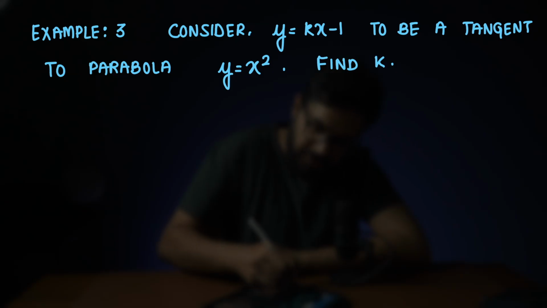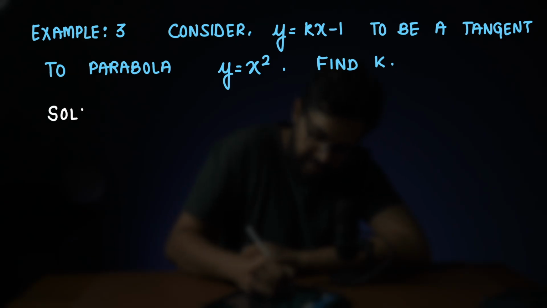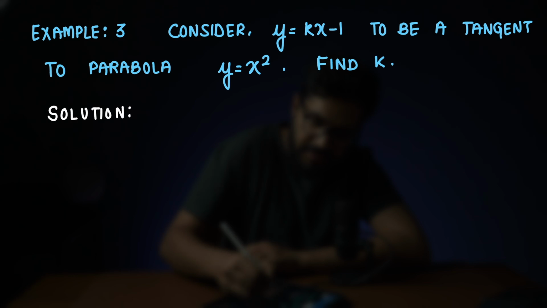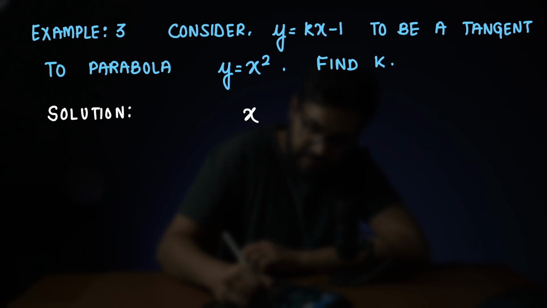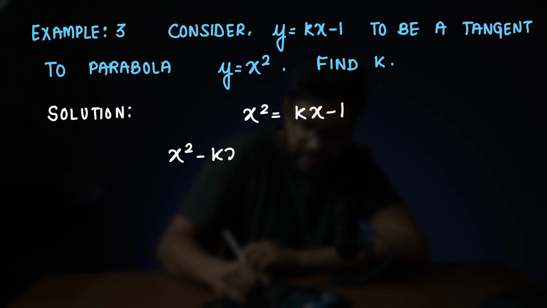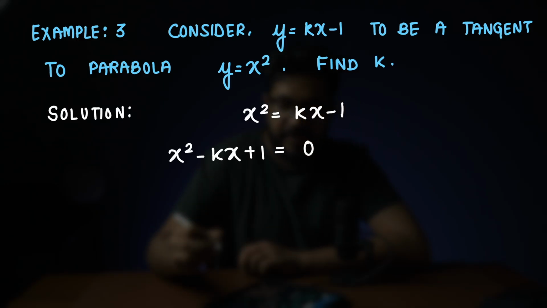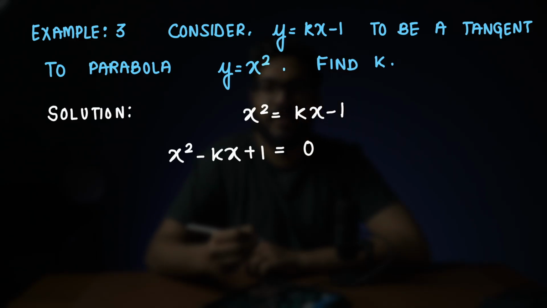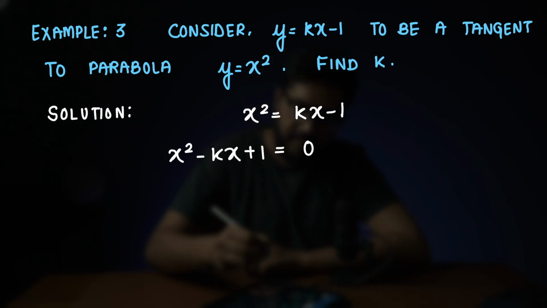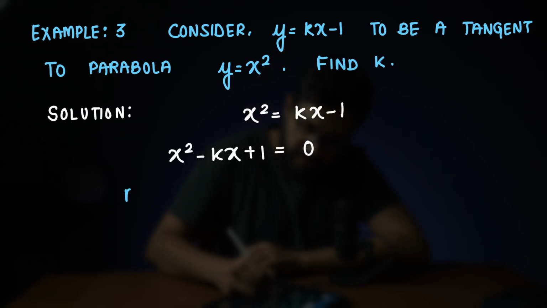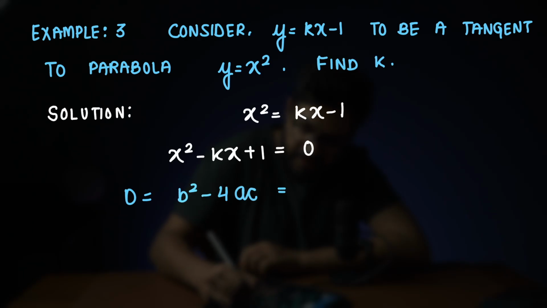So now if I substitute the straight line equation into the parabola equation, we get x square is equal to kx minus 1. So rearranging everything to the left hand side, x square minus kx plus 1, which is equal to 0. Now since this straight line is a tangent to the parabola, we have only one solution. So it means the discriminant needs to be 0. So discriminant b square minus 4ac is 0.